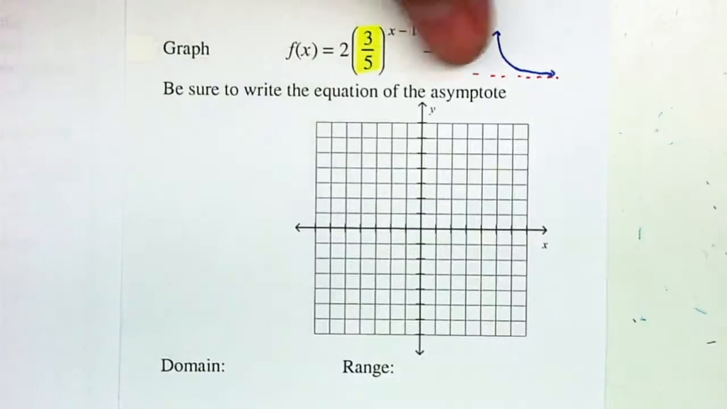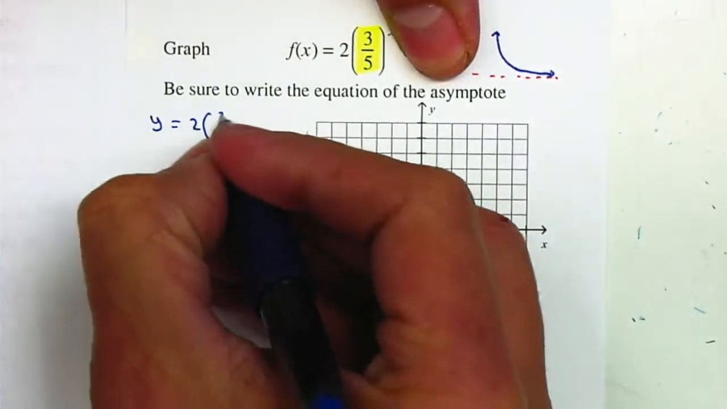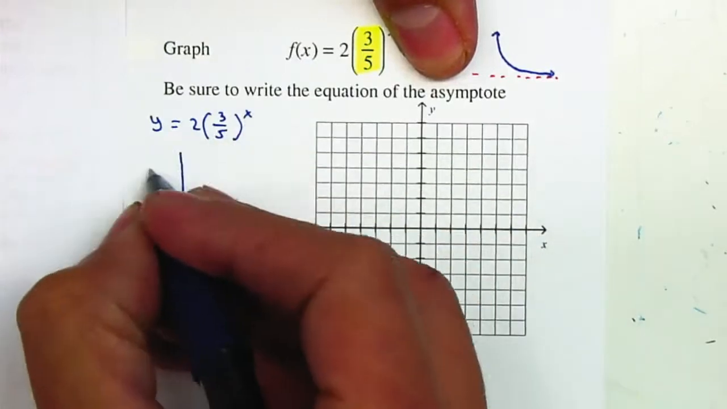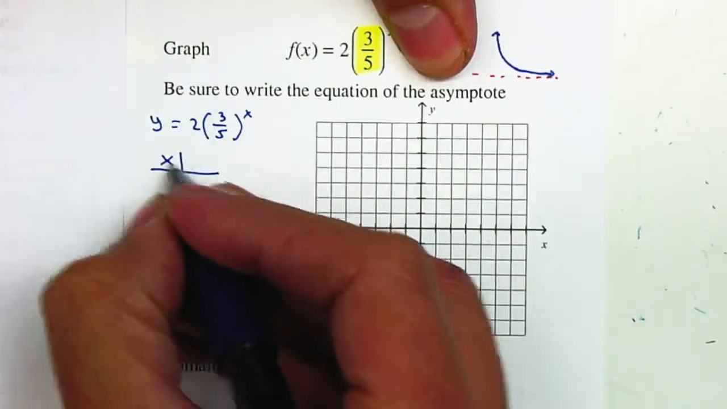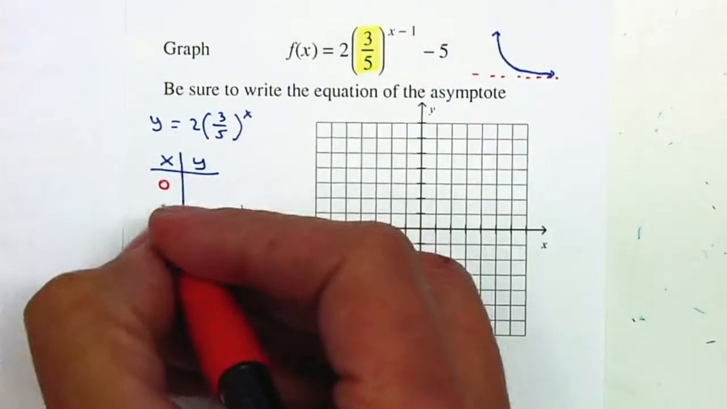First, we're going to start by just graphing the basic part: y is equal to 2 times 3/5 to the power of x. You want to make a quick table of values. I'm plugging values for x, and I'm going to get values back for y. I'm just going to plug in a 0 and a 1.